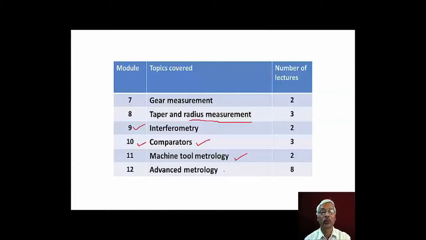Finally, we will move to advanced metrology, wherein we will be discussing about universal measuring machines, coordinate measuring machines, in-process gauging, stage position metrology, nanotechnology instrumentation such as atomic force microscopy, and finally we will discuss about optical system designing.